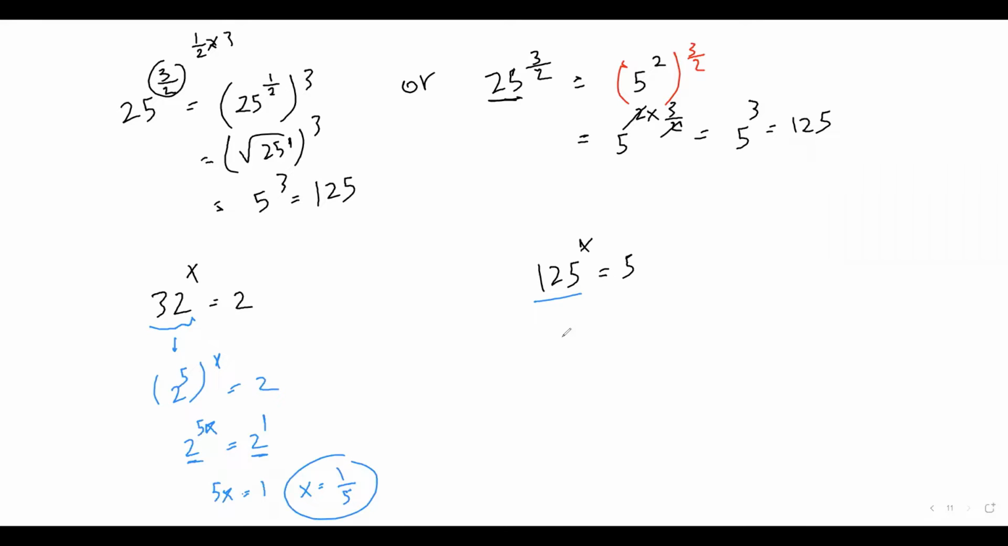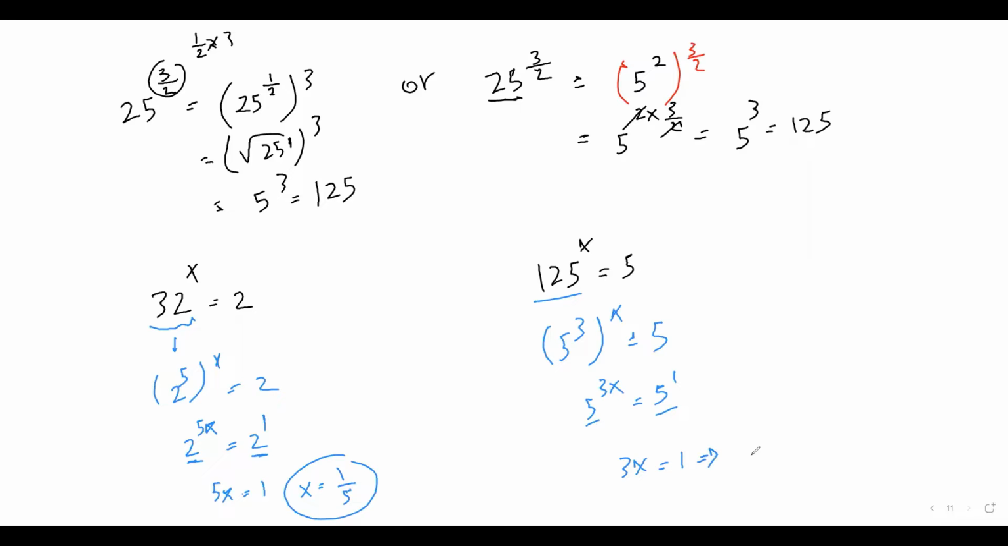Same thing here, 125 is 5 to the power of 3, raised to the power of x. This is 5. The left hand side gives us 3x, right hand side 5. The index is 1, of course. The bases are the same. The powers must be the same on both sides.